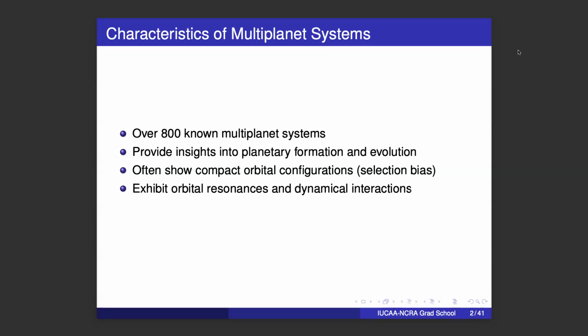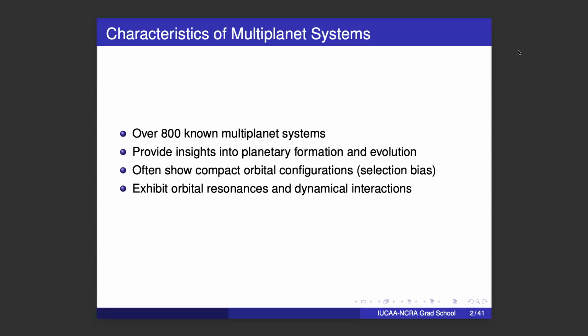So these multiplanetary systems have been discovered. They provide insights into planetary formation and evolution, so how planetary systems like our solar system might be forming. They often show compact orbital configurations, and this is because of our selection bias. We are sensitive to transits which happen frequently. We are also sensitive to high amplitudes of the radial velocity. So we cannot see very distant planets, small planets, and so on.